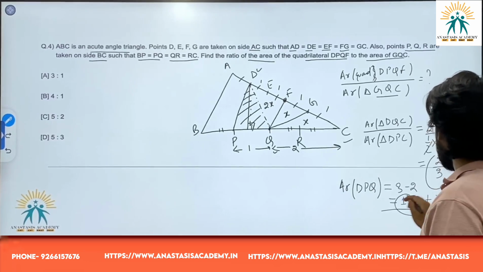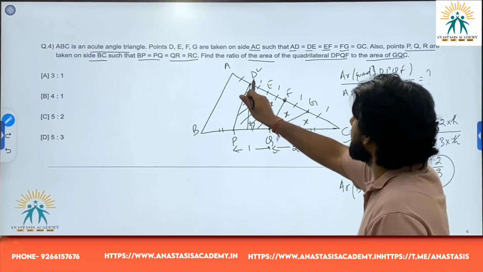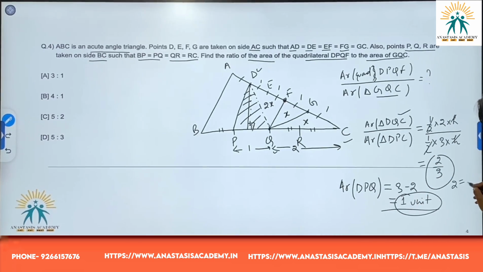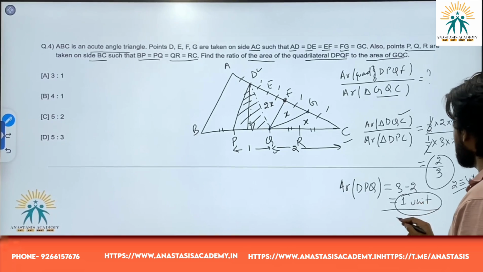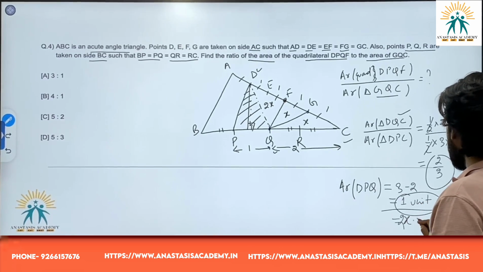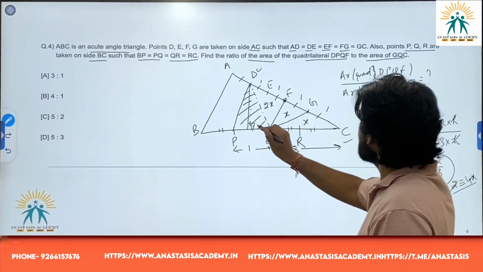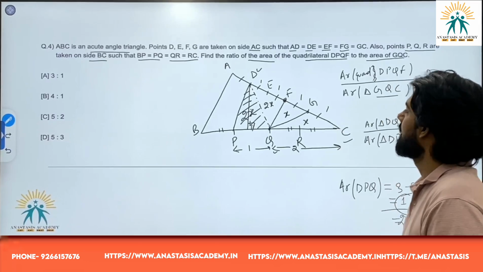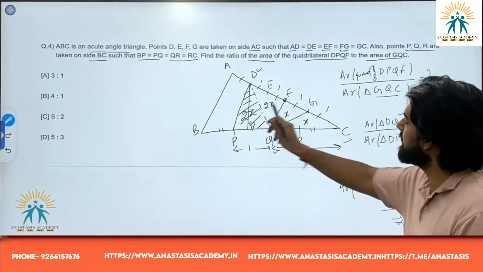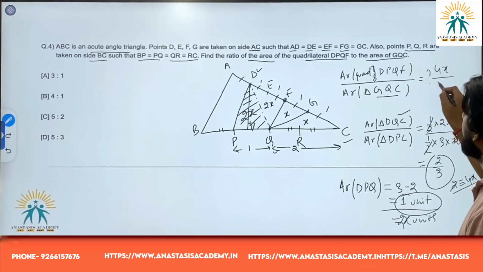This is 1 unit, and now let's just observe this 2 unit area of triangle DQC is 4x. These 2 units correspond to 4x area. So 1 unit will be 2x units of area. So area of triangle DPQ is 2x. So I can easily find the ratio of these two. Area of quadrilateral is 4x. Area of this triangle GQC is x.